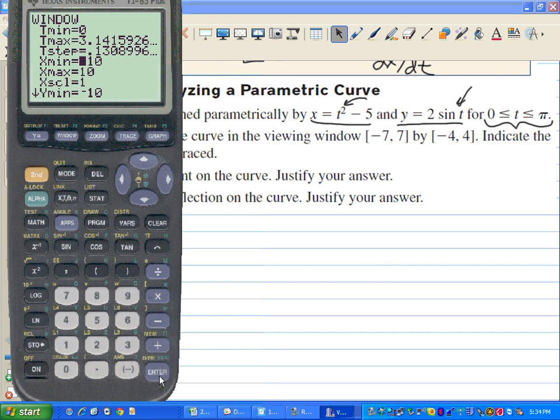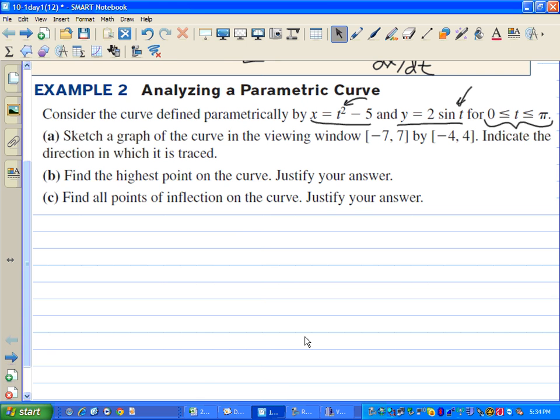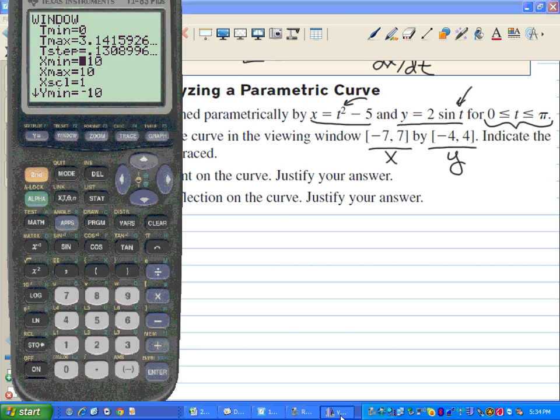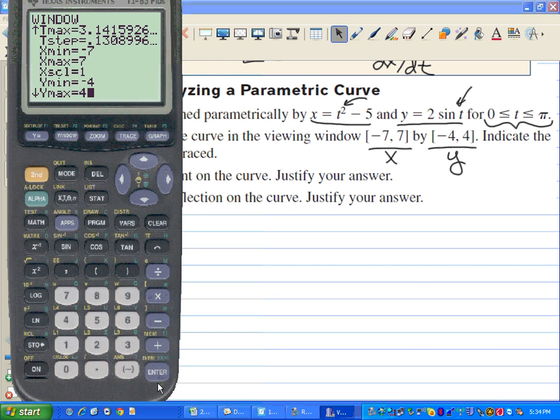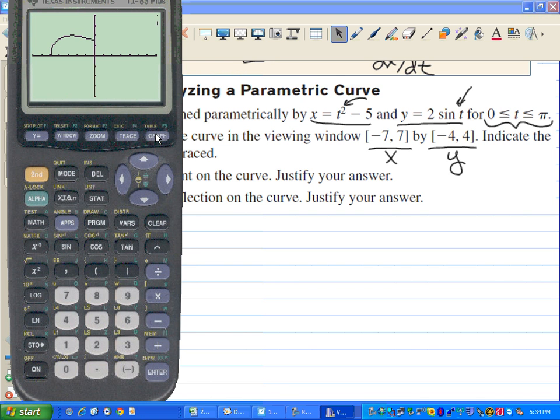It even says, from -7 to 7, that's the x, and from -4 to 4, that's the y. So when we go to window, I want to go from -7 to 7 by a scale of 1, and -4 to 4 with a scale of 1 also. So here we go, we're going to graph it. And that's what it looks like.